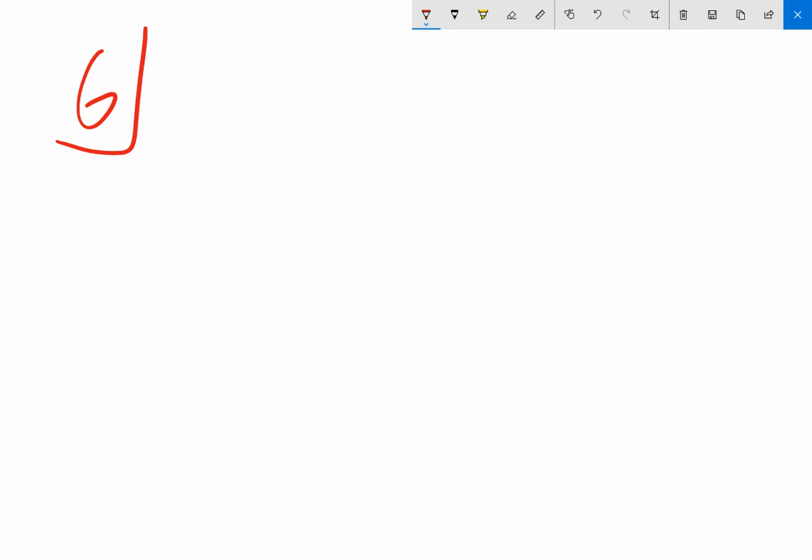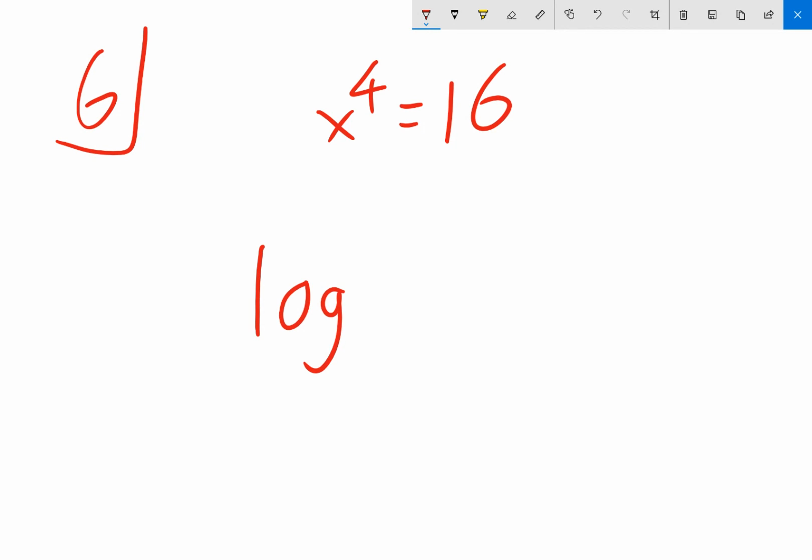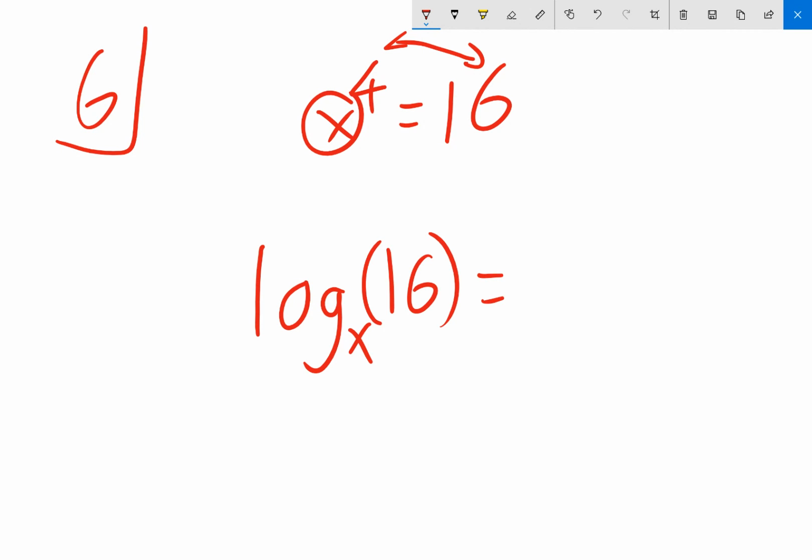Number 6, x to the 4th power equals 16. So we're going to have log. Remember, x is the first thing here. It'll be the first thing I see in the log. So log with a base x. We're going to switch these spots. So log base x of 16 equal to 4. That's how you write that. So again, it's just a matter of switching things around. Number 7.